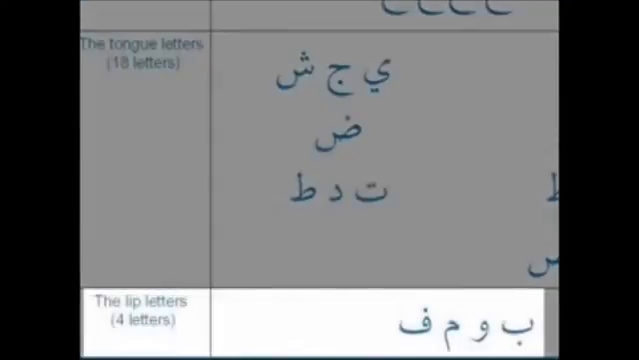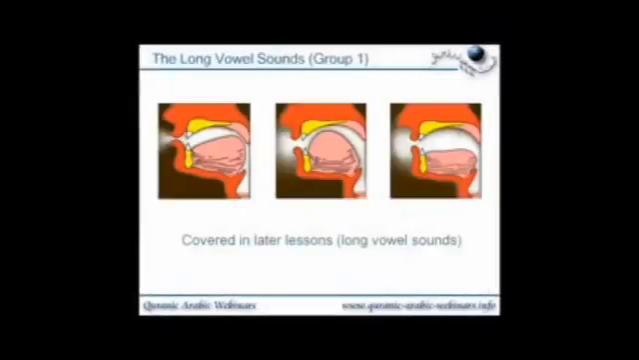Then the lip letters, i.e. the letters that require the lips to be involved, are the ba, the waw, the mim, and the fa. Okay, so we're going to look at all the letters being pronounced with sukoon in their groups. The first group, which we call group 1, involves the long vowel sounds, and we'll cover that when we get into the lesson on the long vowel sounds.